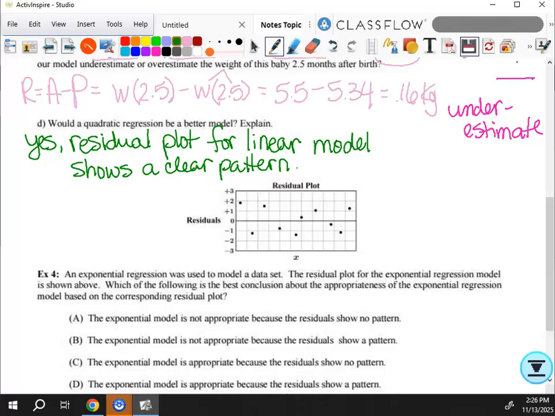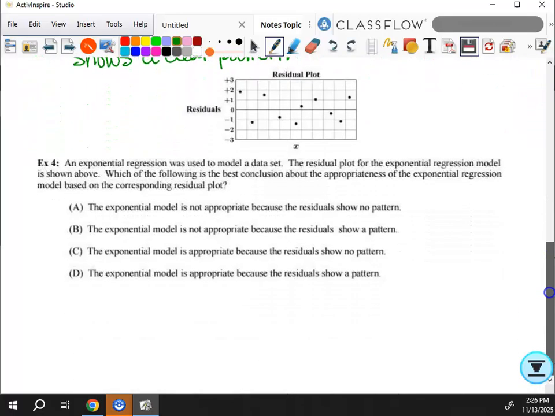Alrighty. Then you read example 4. See if you can come up with an answer. Check with your neighbors, see if they agree with you.